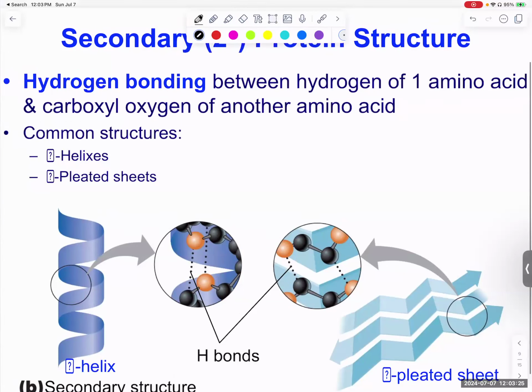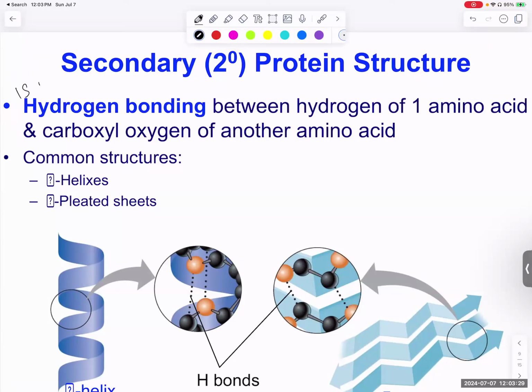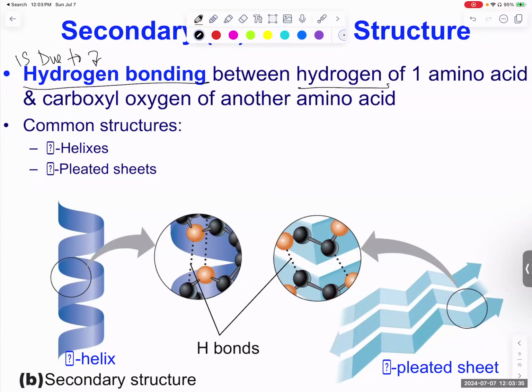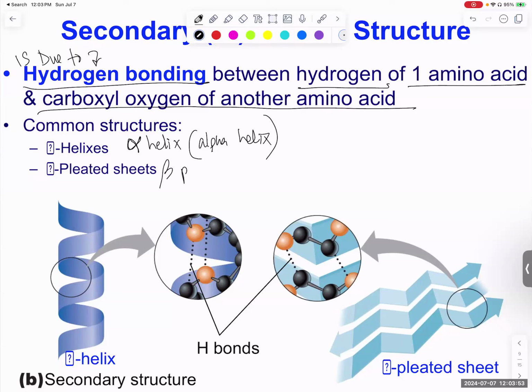Now, the secondary structure or protein structure is due to hydrogen bonding. And it's hydrogen bonding between the hydrogen of one amino acid and the carboxyl group of another amino acid. And so the common structures are going to be an alpha helix. So this is just the Greek letter alpha, or a beta pleated sheet, right? So this is supposed to be a beta, and that's supposed to be an alpha, and alpha looks like this, and beta pleated sheet is more folded. So that is the secondary structure.